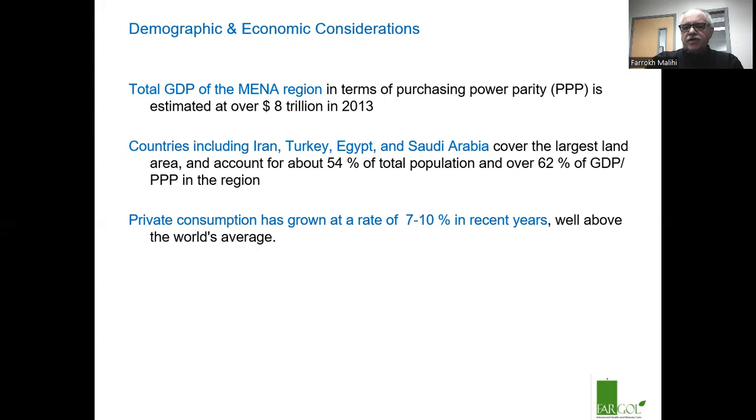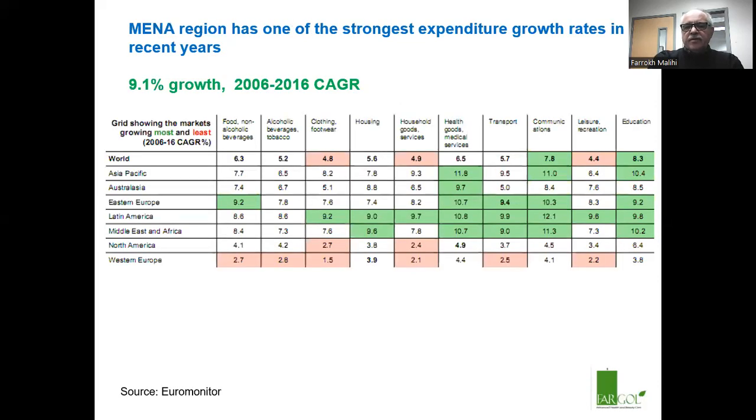Private consumption has grown at a rate of 7 to 10% in recent years. This is well above the world average. MENA region has one of the strongest expenditure growth rates in recent years. It was 9.1% between 2006 to 2016. And this is mainly due to the rapid growth in urbanization and the population growth, and specifically the educated population in this region.